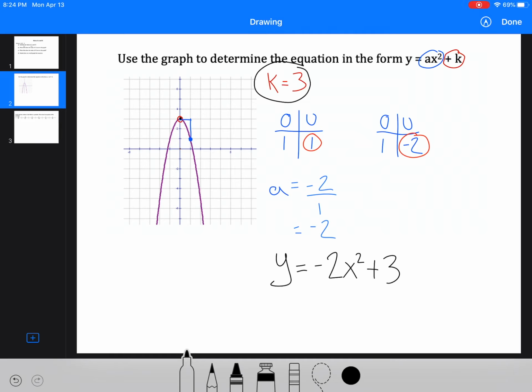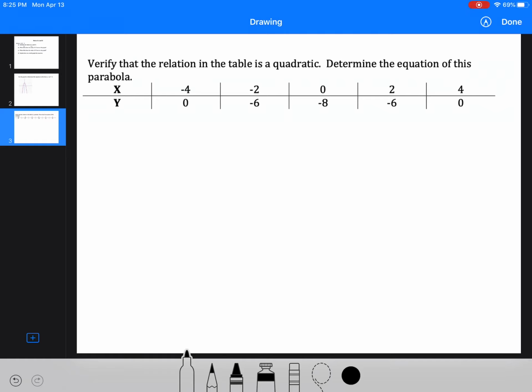Again, we started up 3. That's how we got our k value. Normally, from this point, we would go over 1 and up 1. But what we did was we went over 1 and down 2. So our A value is negative 2 divided by 1, and then we get negative 2.